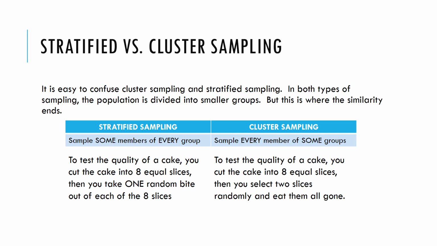In this example, we are sampling every member of some groups. Notice that we're not touching or tasting the other 6 slices of cake. We're only looking at 2 slices of cake. However, we are conducting a census of those 2 slices by consuming each slice in its entirety.